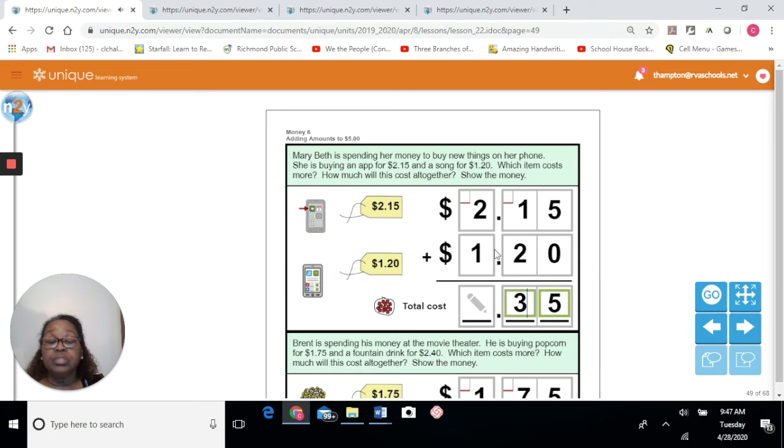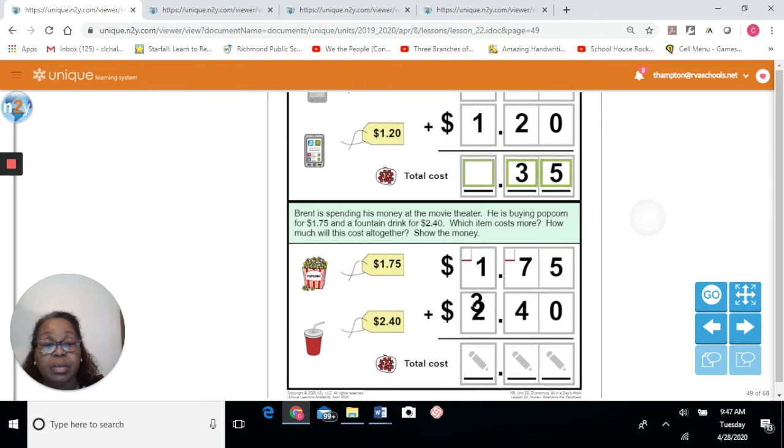Okay, now we're going to go to the dollars place. 2 plus 1. We had 1 plus 2. We reverse it. 2 plus 1 is the same answer, 3. Very good. $3.35. We did not have to regroup for that one. Good. All right, let's do another one.